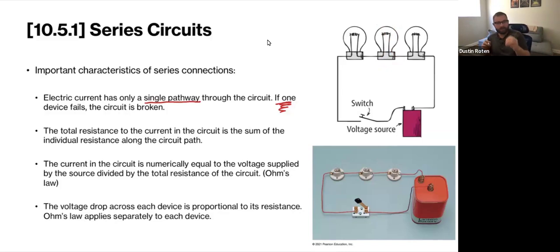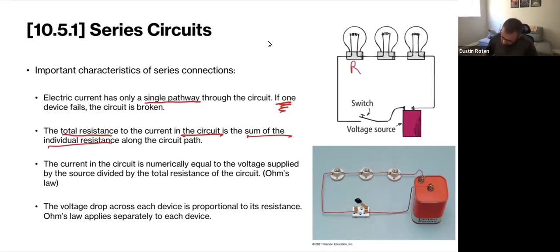So the total resistance to the current in the circuit. So the resistance in the circuit. There we go. So the total resistance in the circuit is the sum of the individual resistances. Okay, so everything in a series circuit is going to provide some resistance. For example, here, these light bulbs, they supply resistance. That's why they heat up and glow.